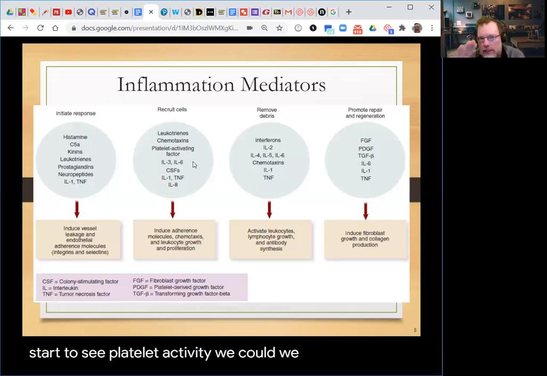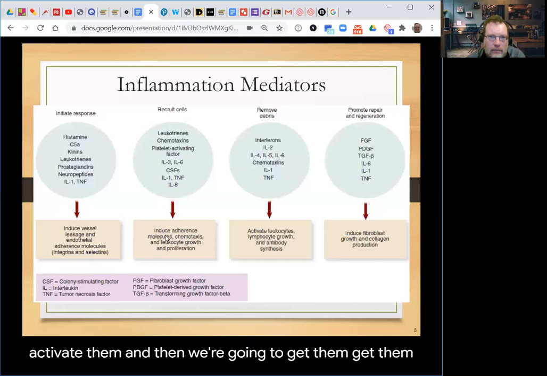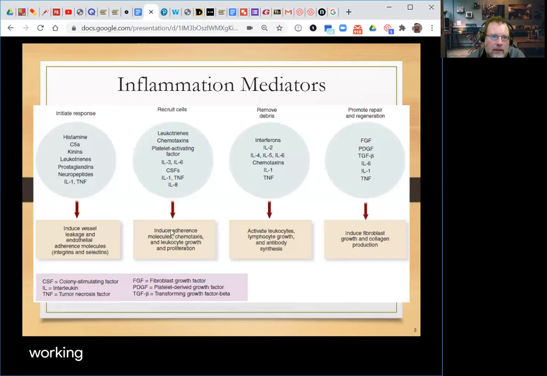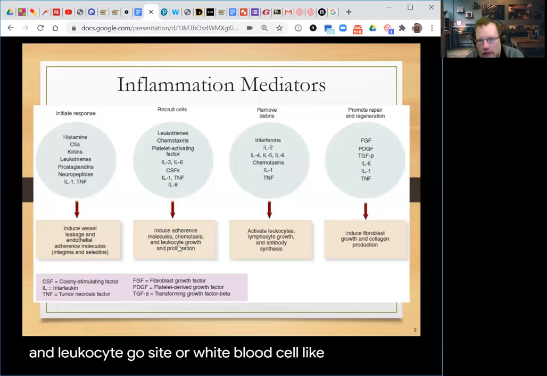We need, like I say, a platelet. We need to seal up the breach or the hole. So platelets are very good at sticking together and clumping and forming a platelet plug. So again, we're going to induce adherence molecules. So we're going to activate them, and then we're going to get them working. Again, this would be your platelets, chemotaxis, and leukocyte growth and proliferation. So leukocyte or white blood cell activity is going to increase.